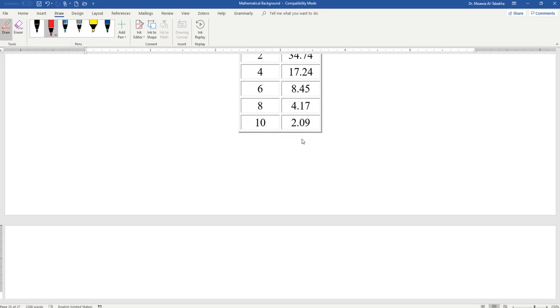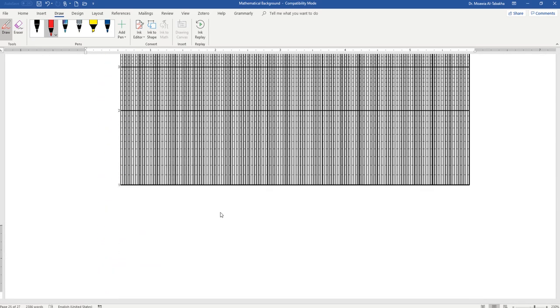Then it tells me the x-axis is up to 10. Now come here, see 0, 1, 2, 3, 4, 5, 6, 7, 8, 9, 10. Then 11, 12, 13, 14, 15, 16, 17, 18, 19, 20. I have 10 and there are 20. Let's make sure: 1, 2, 3, 4, 5, 6, 7, 8, 9, 10, 11, 12, 13, 14, 15, 16, 17, 18, 19, 20. Here, what do I put?